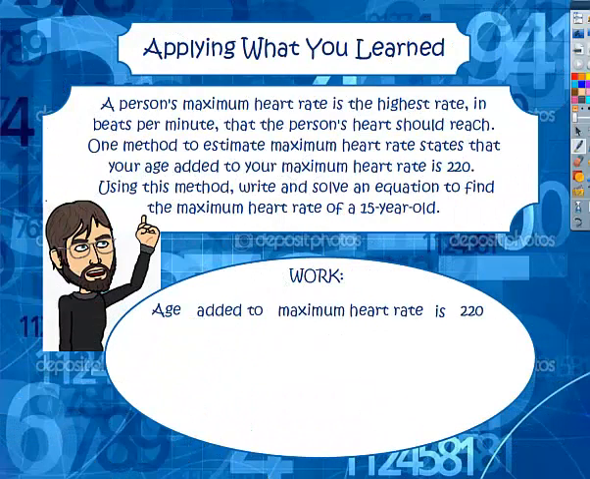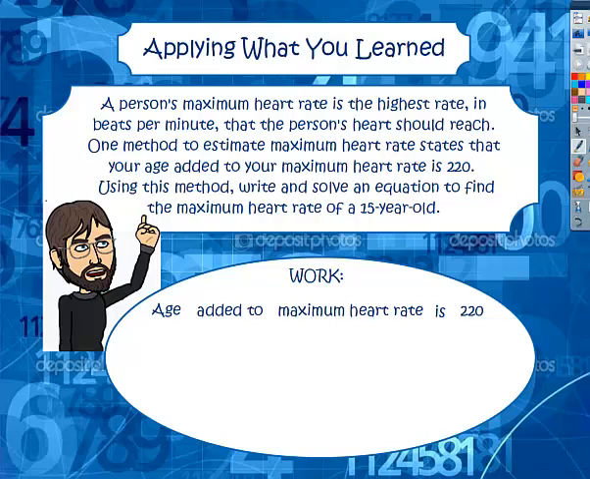Alright, so let's apply everything that we've learned so far to a real-world type example. In this case, the example reads, a person's maximum heart rate is the highest rate in beats per minute that the person's heart should reach. One method to estimate the maximum heart rate states that your age added to your maximum heart rate is 220. Using that same method, let's write and solve an equation to find the maximum heart rate of a 15-year-old.